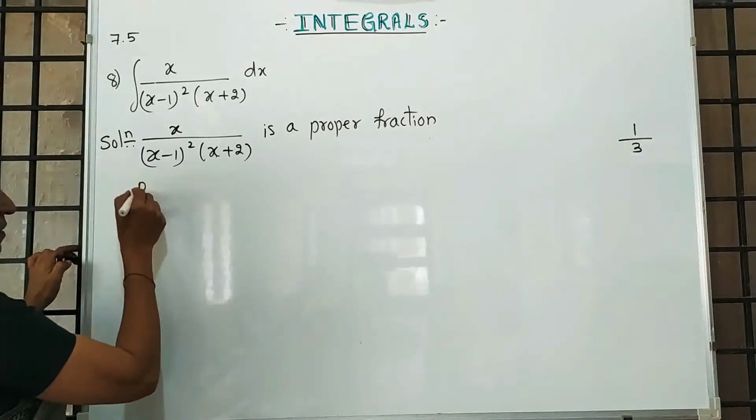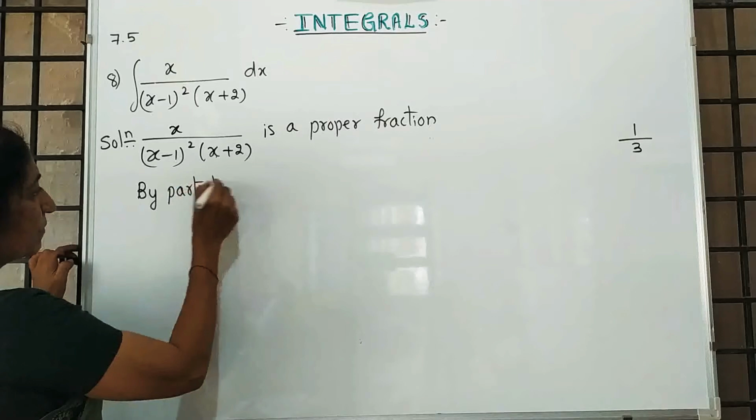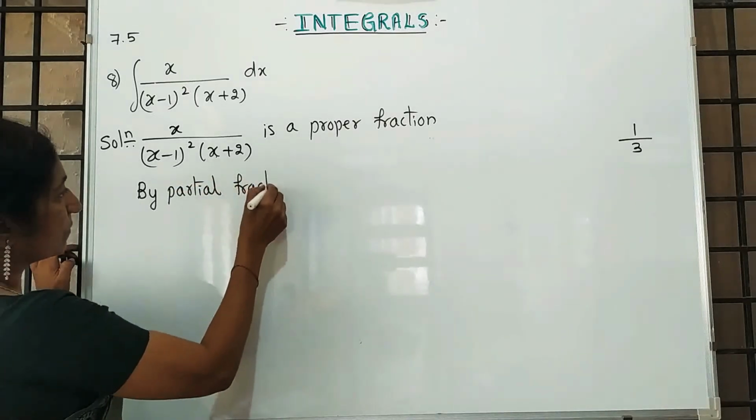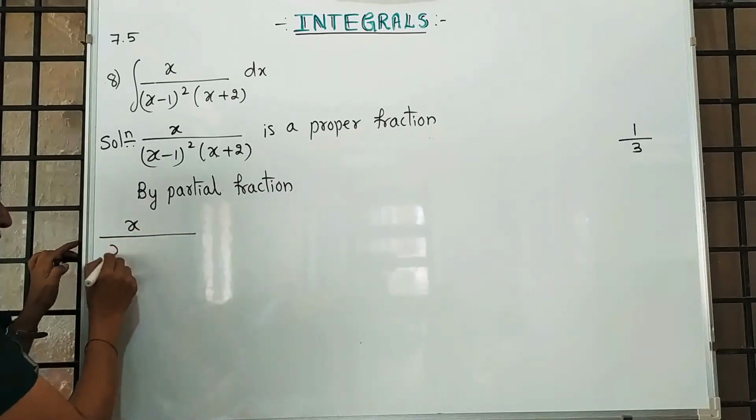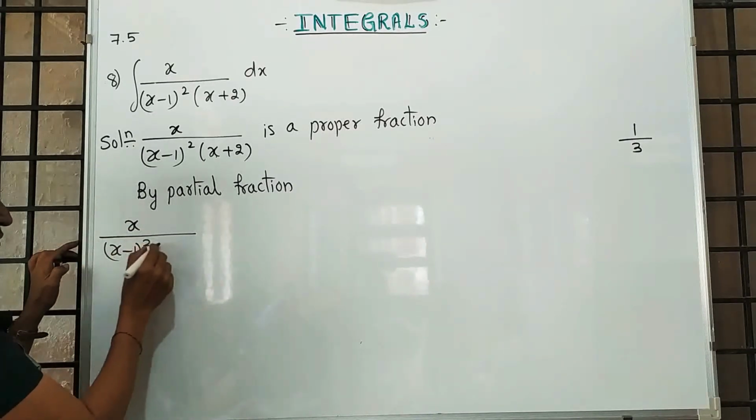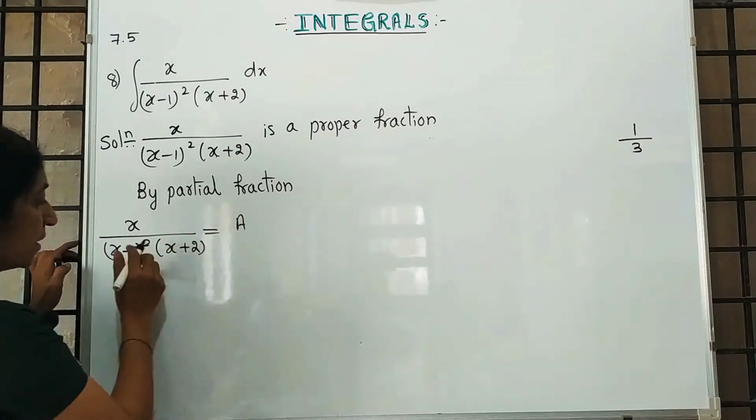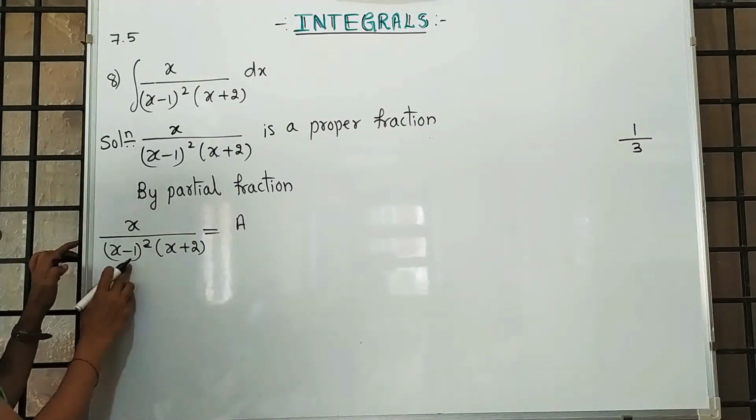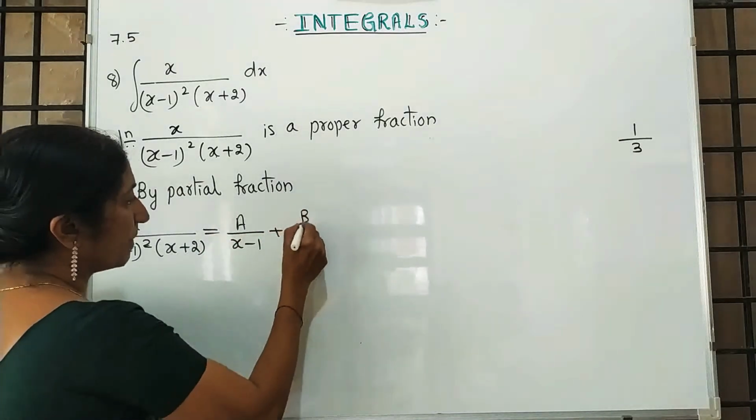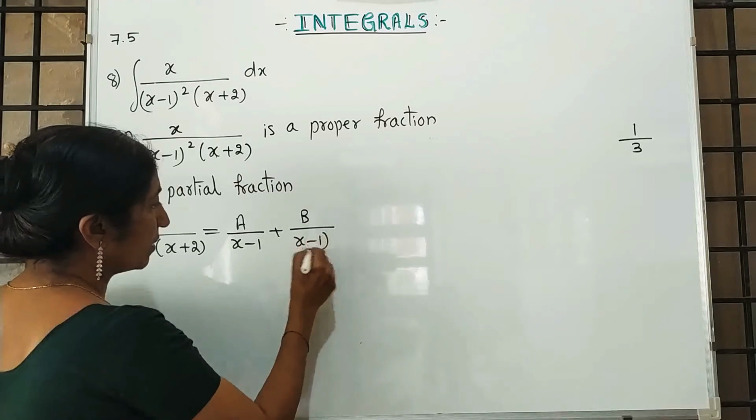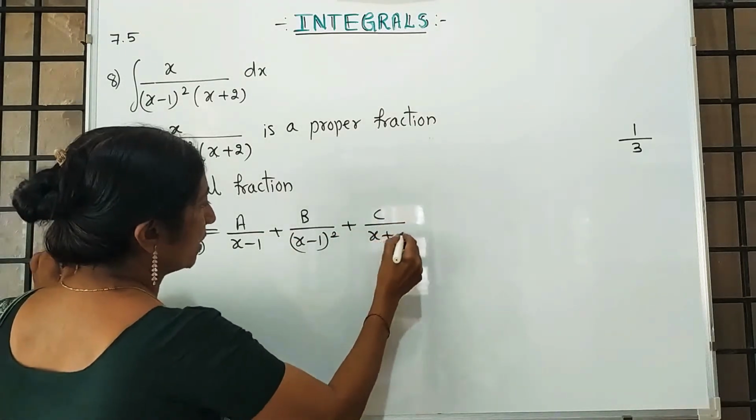Next. By partial fraction, x upon x minus 1 whole square into x plus 2 is written as, here repeated linear equation, so it is a upon x minus 1 plus b upon x minus 1 whole square plus c upon x plus 2.